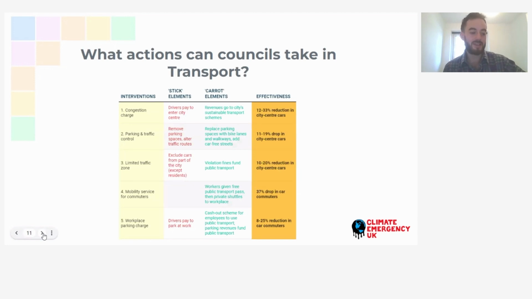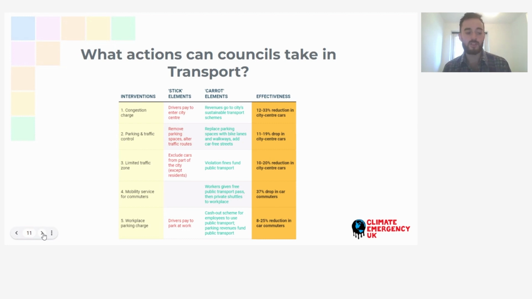This is a picture from one of my favourite pieces that collated the research that had been done on the actions that councils can take in transport, and basically it came forward that obviously less car use and more public transport, more active travel, more walking and cycling is what is needed to mitigate climate change and adapt to a lower carbon way of living.